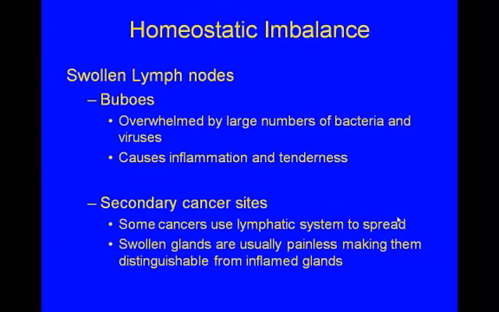Swollen lymph nodes are called buboes. This is where they are overwhelmed by large numbers of bacteria and viruses. This causes inflammation and tenderness. This is also where we got the name of the bubonic plague, because with the bubonic plague, you had swollen buboes. So they called it the buboe plague, which then led to bubonic plague.